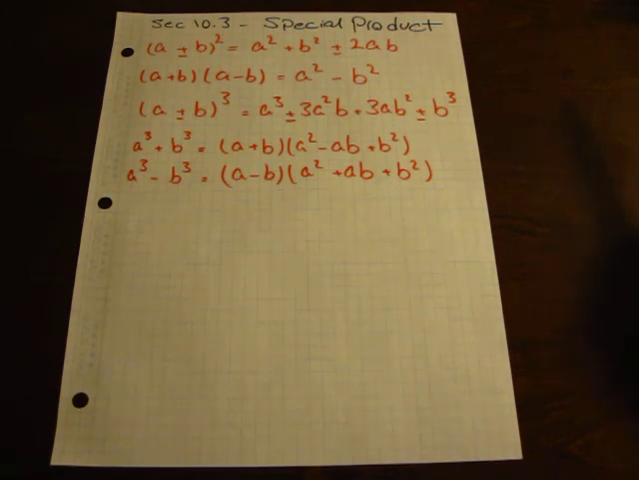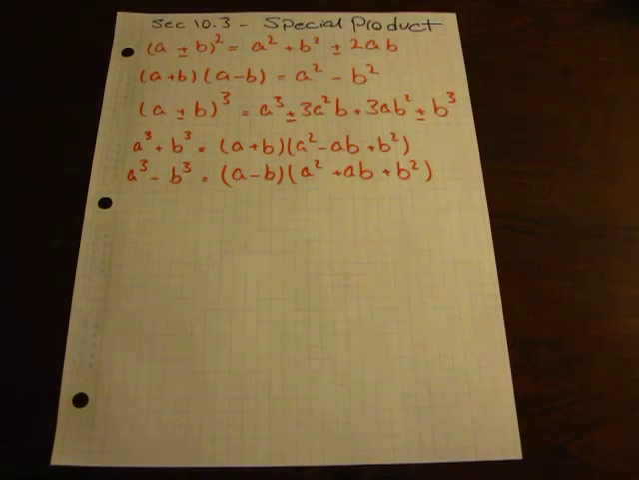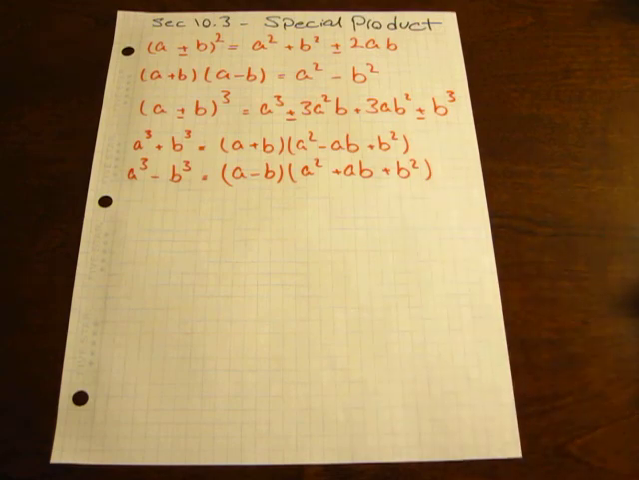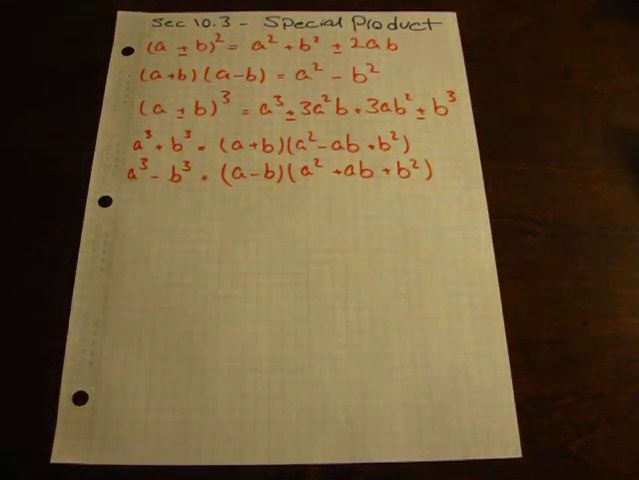The second one that I'm going to cover today is the conjugate. So every time you see two parentheses multiplying each other and you see this form, which is (a + b) times (a - b), you can simply write it as a squared minus b squared.